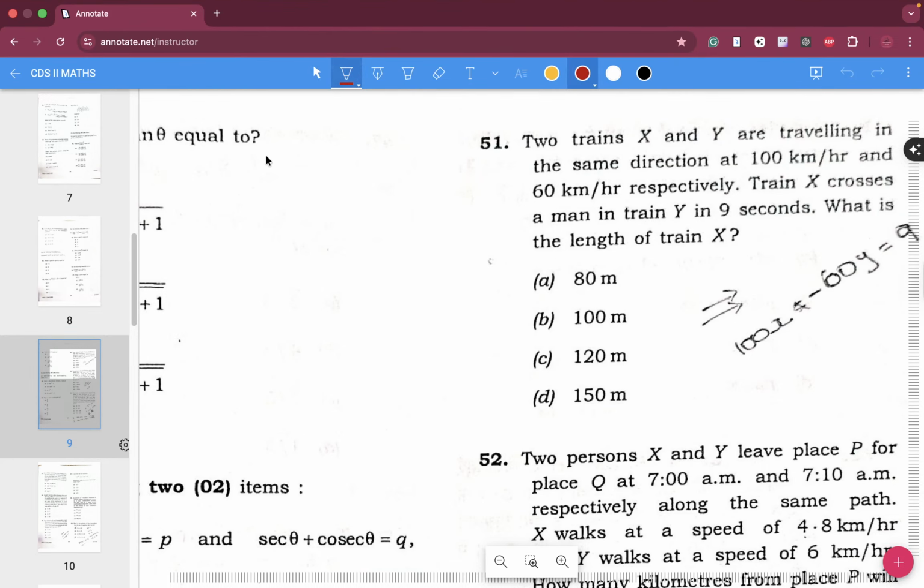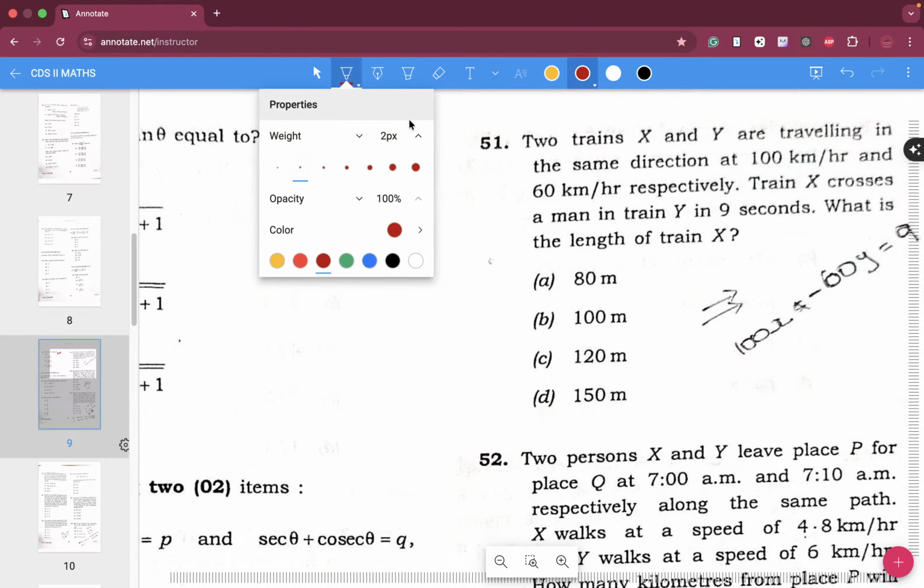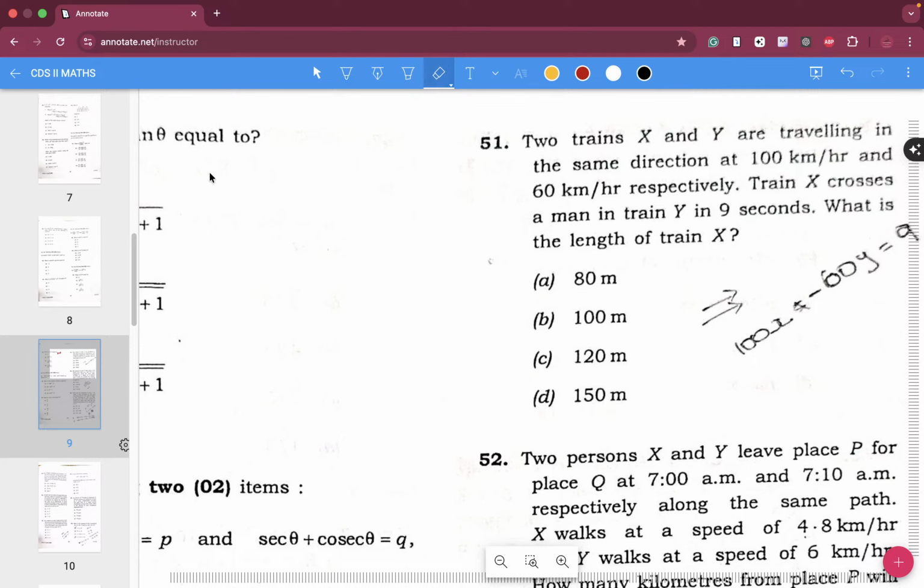This is part C in this series of PYQ that we have been doing since long, right? And the time has come for you to prepare for CDS 2026 1 now.